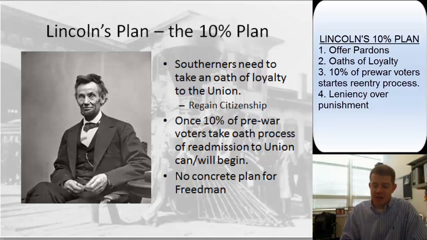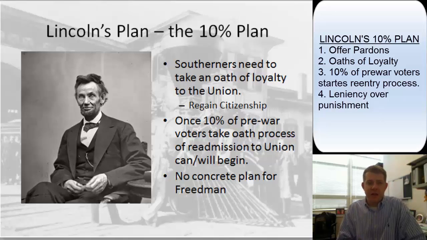What that means is they can call a constitutional convention. Lincoln's going to make some demands of them. They're going to have to ratify the 13th Amendment. They're going to have to say, yes, slavery is no longer a part of our future. And from there, they can start to work their way back into the Union.